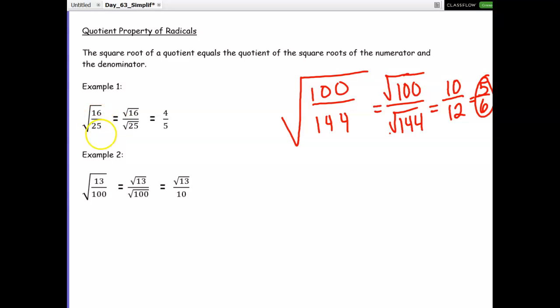One is 16/25, which simplifies to the square root of 16 over the square root of 25, so we have 4/5. And then we have the square root of 13 over 100. So in this example number 2, 13 is not a perfect square, so we end up with radical 13, or the square root of 13 over 10. Okay, 13 is in simplest radical form, so we're going to leave it like that.